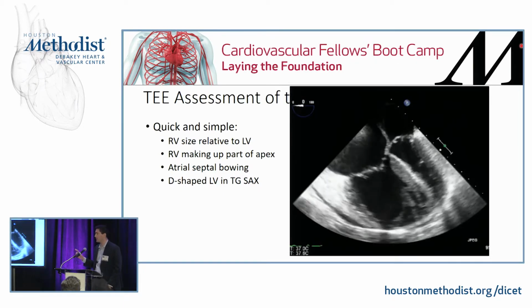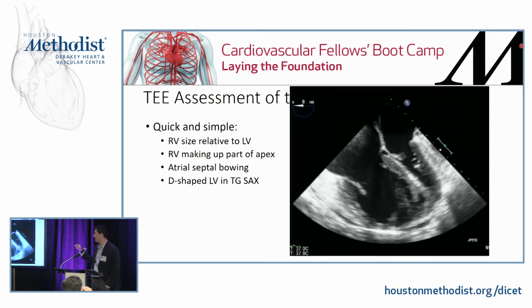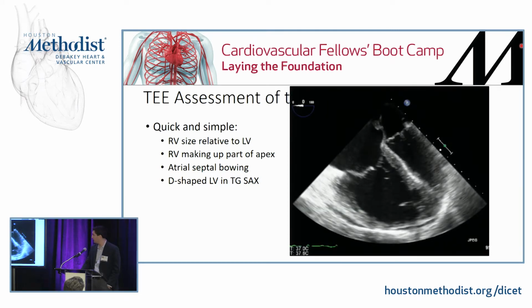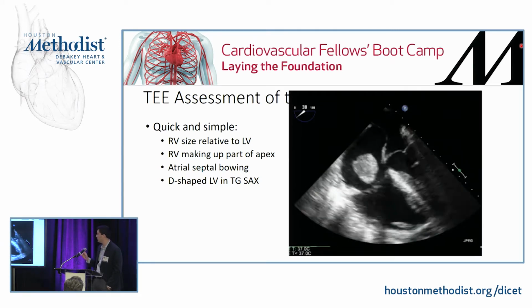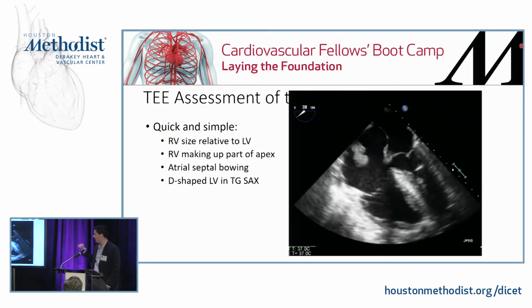This patient has primary pulmonary hypertension, severely dilated RV, making up basically all the apex, atrial septum bowing over, got some severe RVH as well. Couldn't help but include this one because it's so much fun. Dilated RV making up the apex, that atrial septum really bowing over.